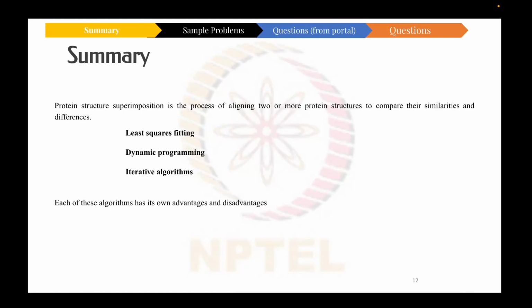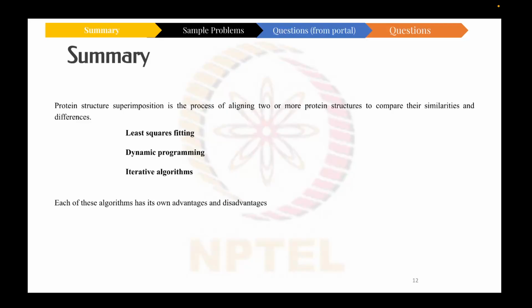Essentially, least square fitting tries to make structures overlap as much as possible with the least amount of bending or twisting. While it is quick and straightforward, it may miss some finer details in the structure. So we have dynamic programming, which is a method that is more flexible and handles complex structural differences.